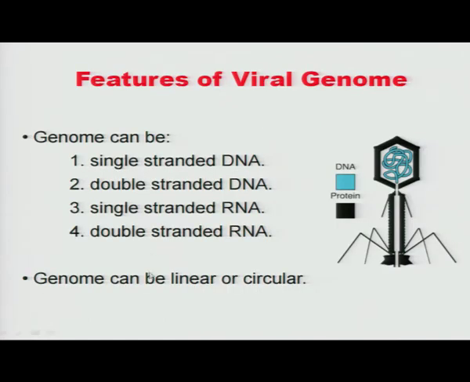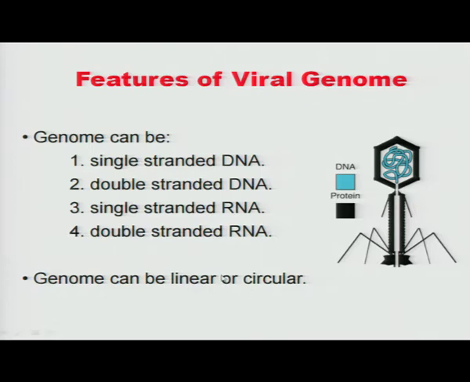If we talk about the features of viral genome, the genome can be single stranded DNA, double stranded DNA, single stranded RNA or double stranded RNA. So, all the 4 types of nucleic acids are present in case of virus only, and the genome of virus may be a linear molecule or circular.